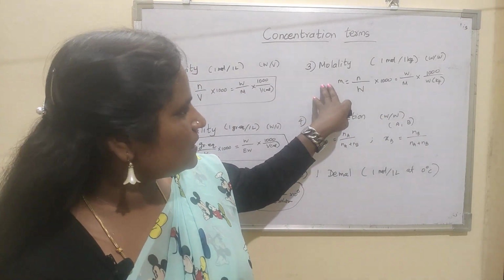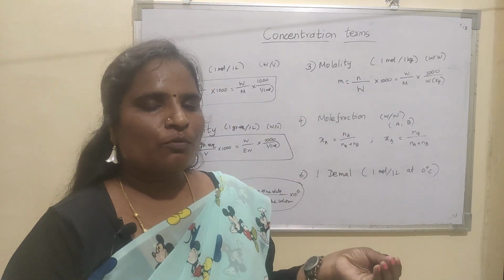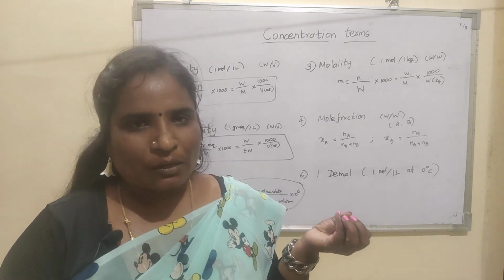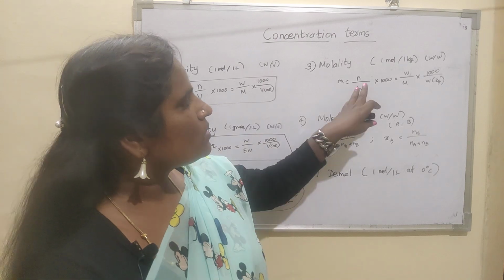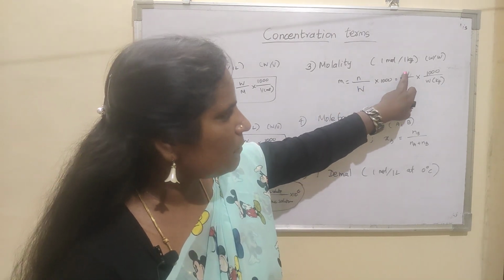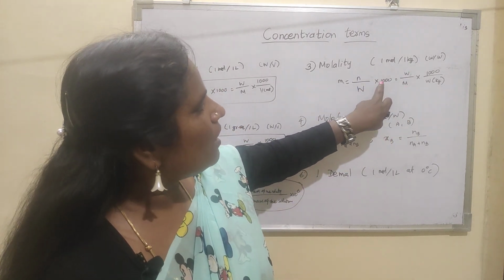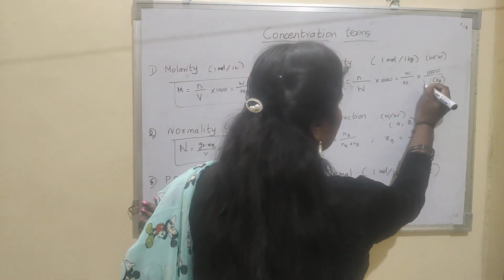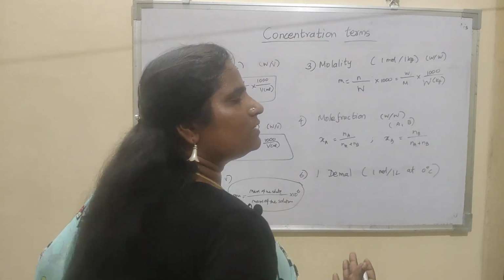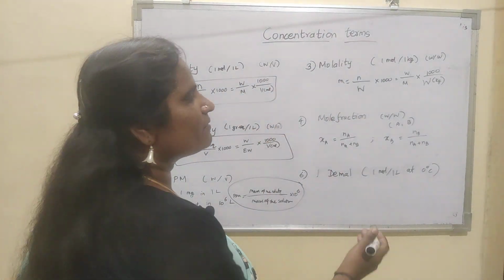So that is molality, small m. The number of moles dissolved in 1 kilogram of the solvent or solution is known as the molality. The number of moles is w by capital M. This small w is for the solute, capital W is for the solvent weight. So it's weight by weight.